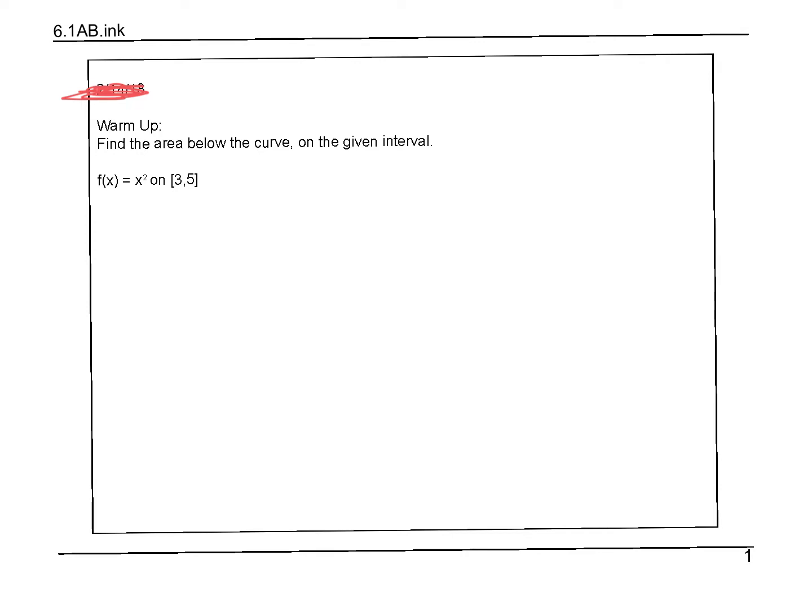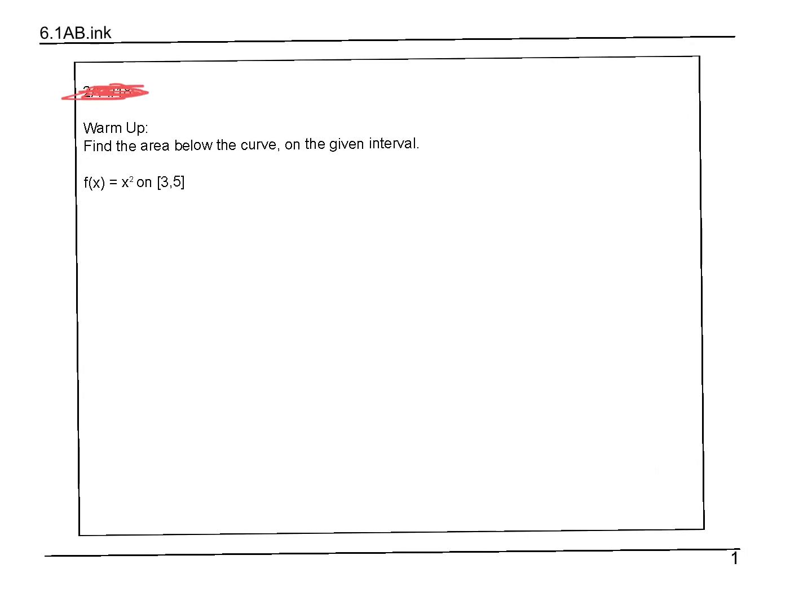So a quick refresher on a Chapter 5 problem here. Find the area below the curve on the given interval. So if we're given just x squared from 3 to 5, that's simply setting up the integral from 3 to 5 of x squared dx.